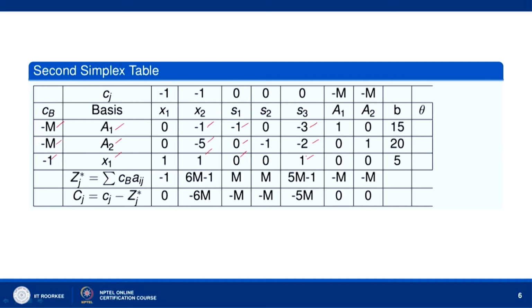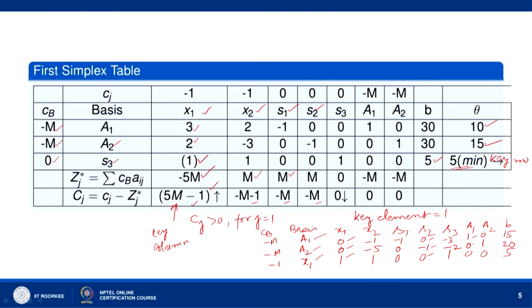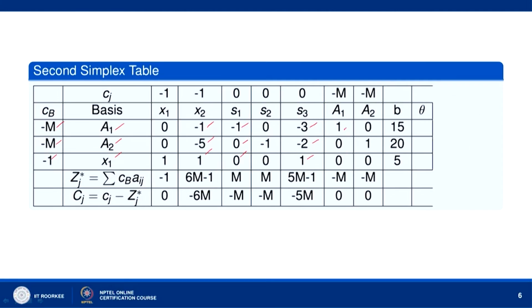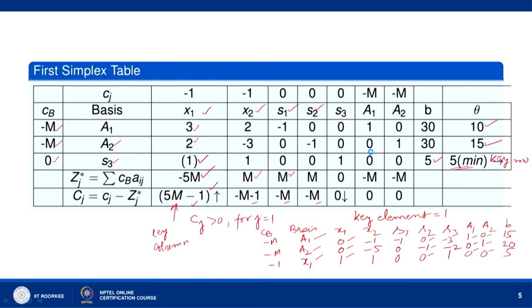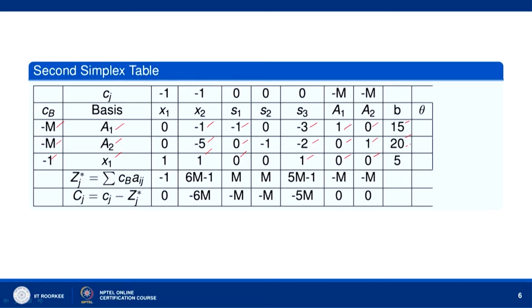Okay. A1 column is 1 0 0, A2 column is 0 1 0. So, we get 1 0 0, 0 1 0, and B column is 15 20 15 25. Okay. So, we get 15 25. All right. Now, we can find Zj star.